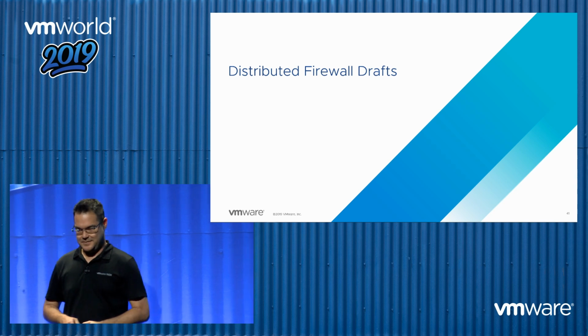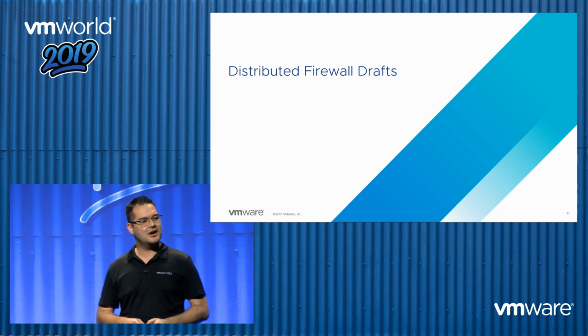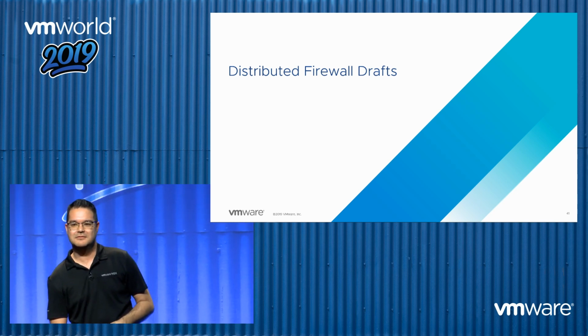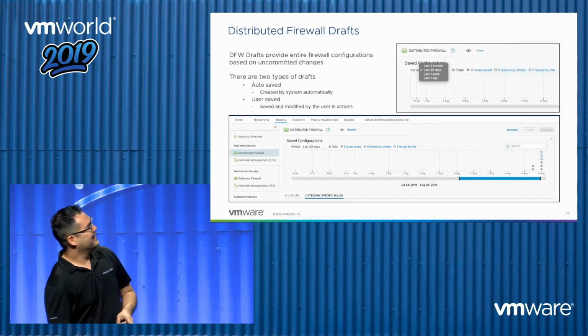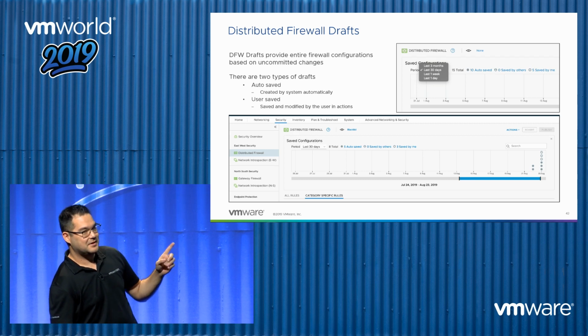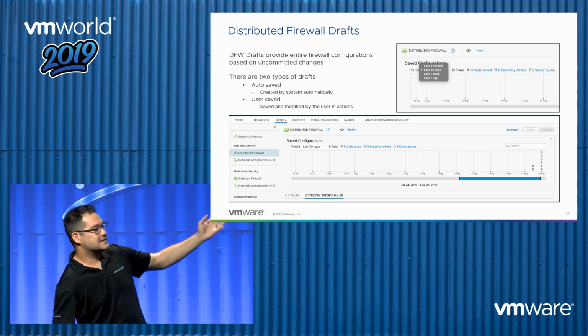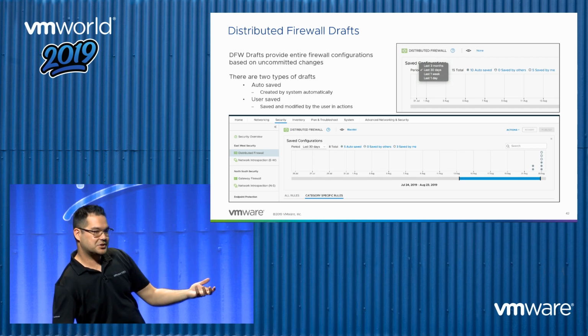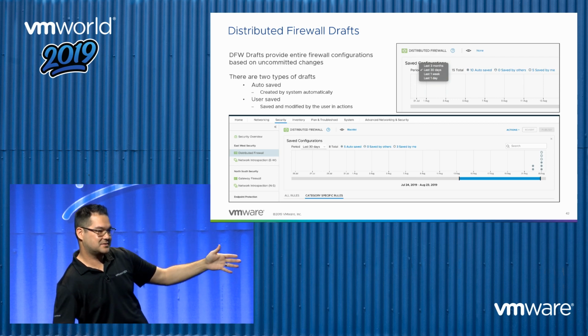The drafts feature. Has anyone used the drafts feature in V or T? Okay, good. We have the capability to take an automatic or a manually created DFW draft. The reason that this happens is so that if you make a firewall change and you need to roll it back, you can roll back.